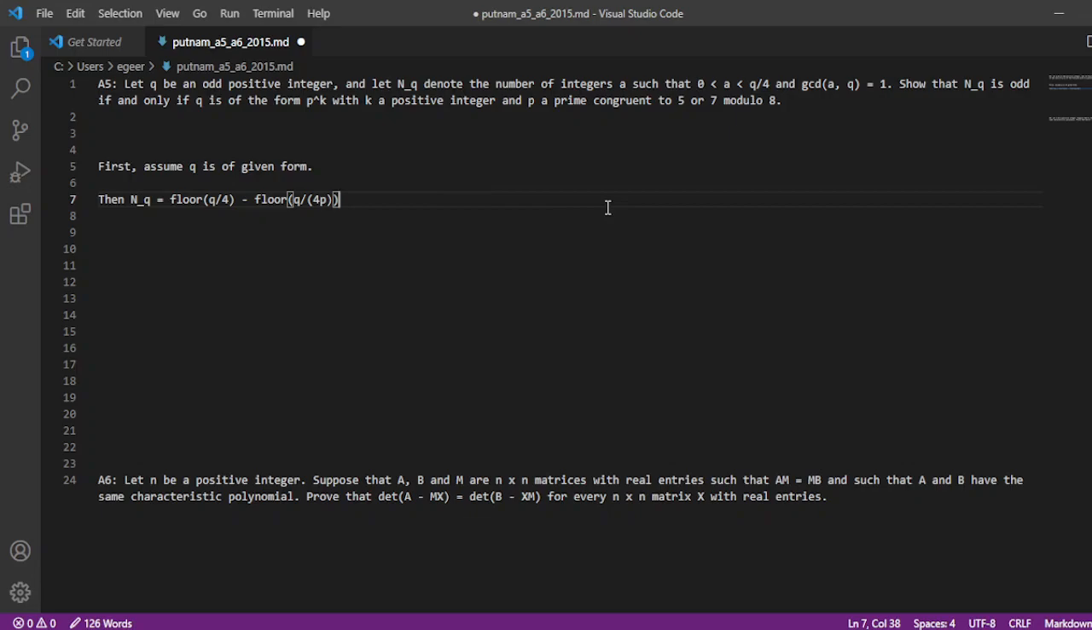And if we want to show nq is odd, I think computing the exact value of nq is probably not what we're supposed to do. What we're supposed to do is pair these integers up with each other in a way such that they will pair up exactly if q is not of this form, and if q is of this form, something is going to be left over. So we want to define some kind of map which is going to pair them. It's not obvious what that map would be.